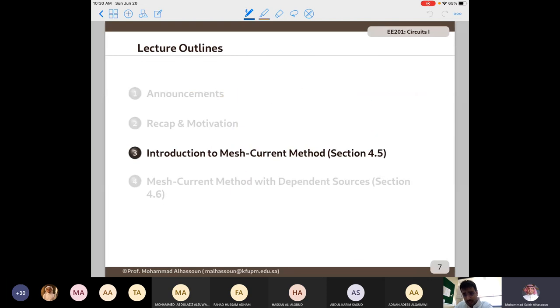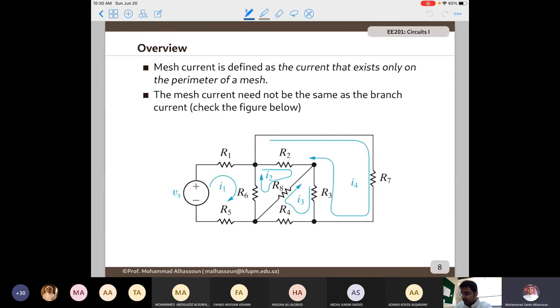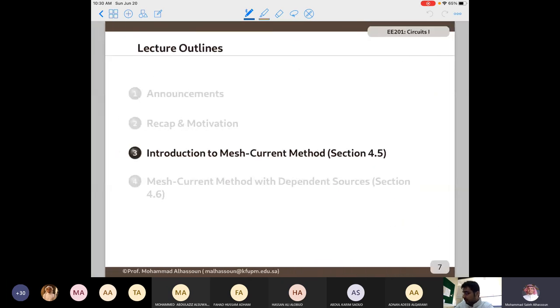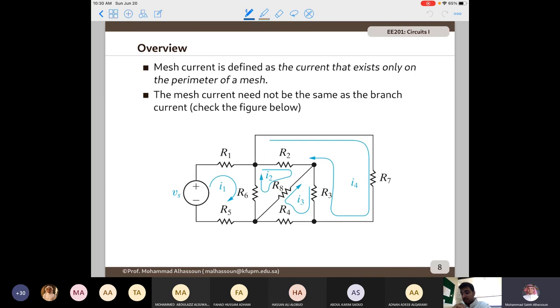Okay, so now let's define the mesh current. What we're going to study is the mesh current method. Talking about the method itself, let's define the mesh current. What do we mean by the mesh current? At this stage, we know the difference between a mesh and a loop, right? So a mesh current is a current that exists only in the perimeter of a mesh.